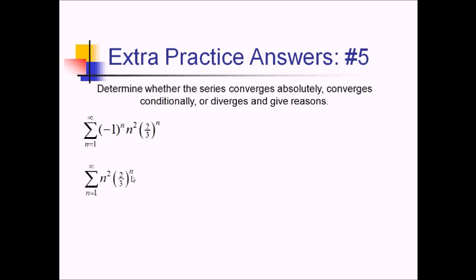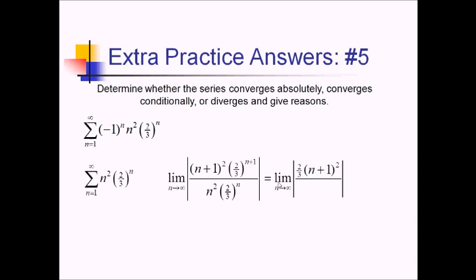So let's take the limit as n approaches infinity of the n plus 1th term. That's n plus 1 squared and 2/3 to the n plus 1. All of that over the nth term, n squared and 2/3 to the n. We can reduce the exponential terms by subtracting their exponents. So that leaves us with an n plus 1 squared and a 2/3 to the 1 power up top. Down below, 2/3 to the n is gone. We just have the n squared.